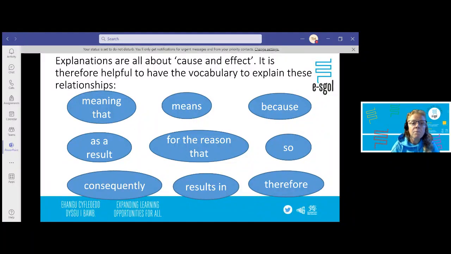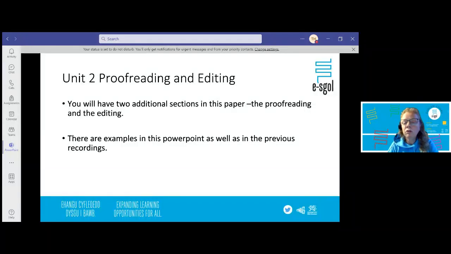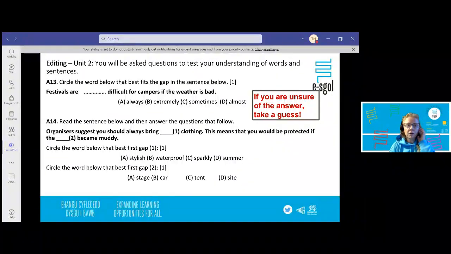Okay. All right, so in Unit 2, you're also going to get some proofreading and some editing. These are the ones where you have to fill in the gaps, where you have to choose the right word, where you have to check the spelling. I've got some examples tonight, but I've also done previous examples. So this is your first one. This is the Unit 2 editing section. So A13 says circle word. So you know that you don't need to fit that word into the gap. You have to choose the word and circle it. You don't need to try and squeeze it into the gap in the answer, okay?